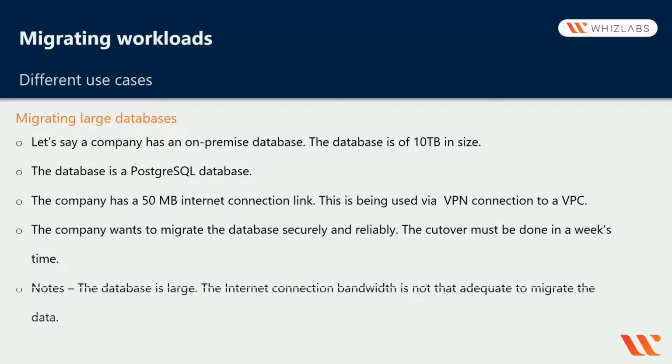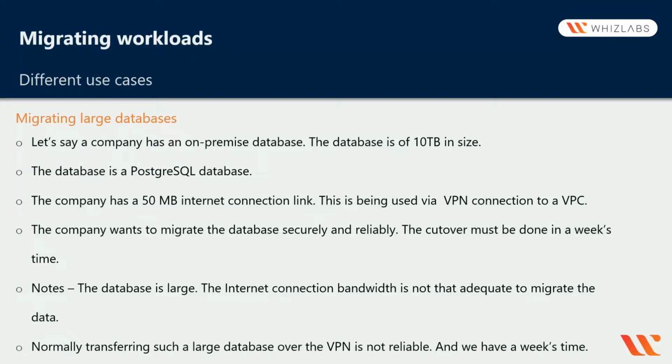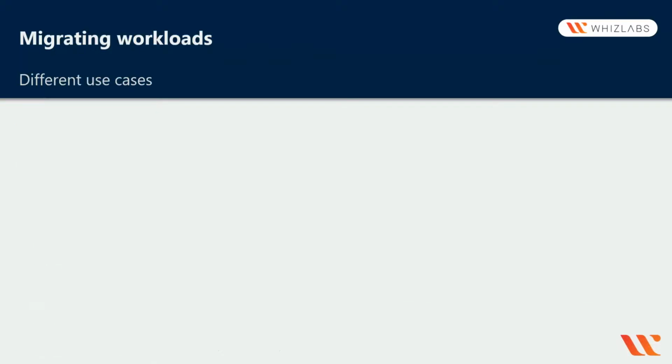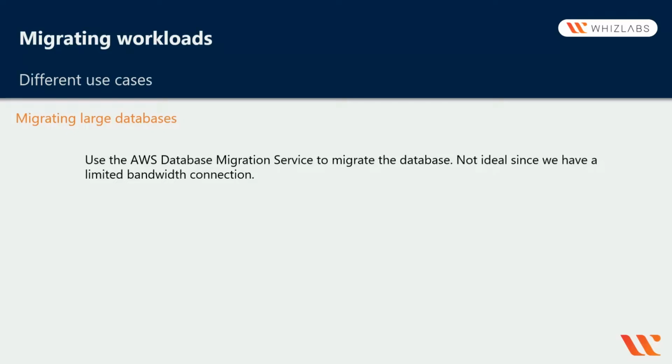Now from a notes perspective, understand that the database is large, it's 10 TB in size, and trying to transfer this data over an internet connection may not be the ideal scenario, because here the internet connection is not so big. And normally transferring such a large database over a VPN is not reliable. Another important point is that we do have a week's time to migrate. So should we think of using the AWS Database Migration Service to migrate the entire database? Well, not so. That's because of the limited bandwidth connection.